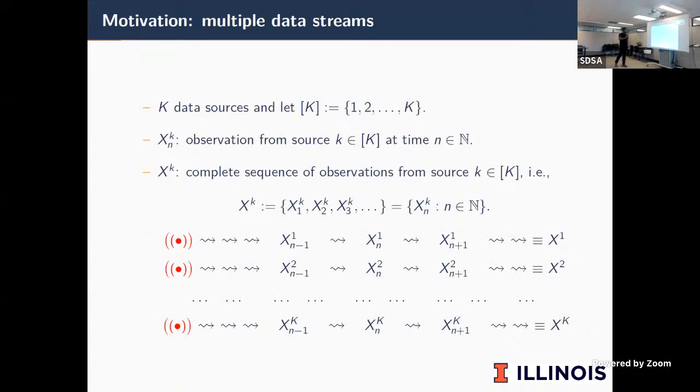In mathematical terms, let's say we have K data sources that we denote by these red sensors. At any time point n, from source k, the observation collected is denoted by X_n^k. So at any time point n, we observe the whole vector X_n^1 up to X_n^K, which are K elements. For every sensor, we have this sequence of data. We don't have access to the whole sequence of observations, but at any given time point, the data is revealed to us with the course of time.